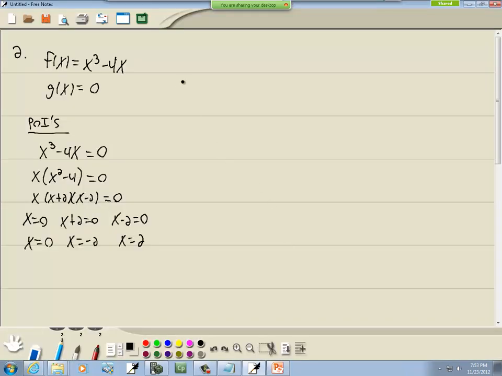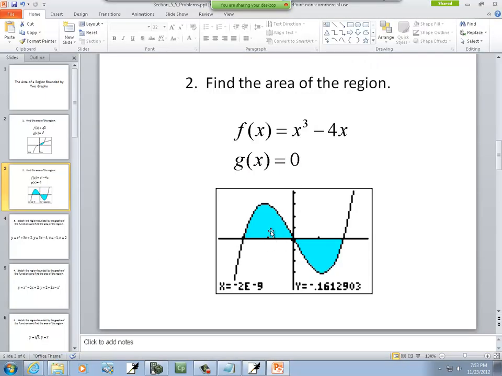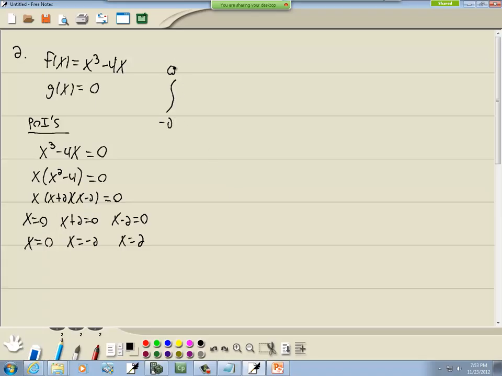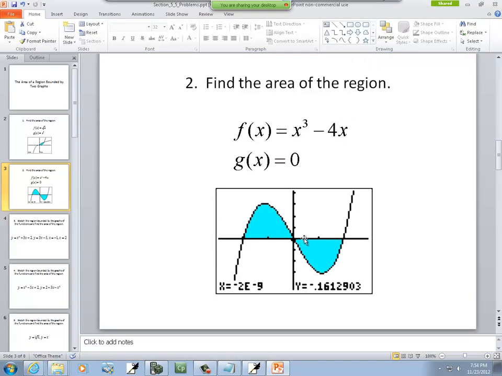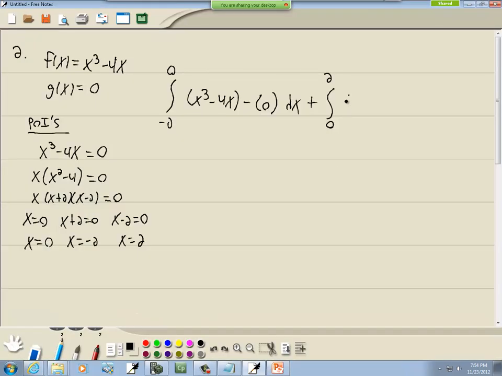Now, having the graph really does help on the setup on these. So it looks like from -2 to 0, the graph that's above is our curved one, which is the x to the third minus 4x, minus the graph below, which is the 0. Then from 0 to 2, the graph that's above is this 0, minus the graph that's below, our x to the third minus 4x.